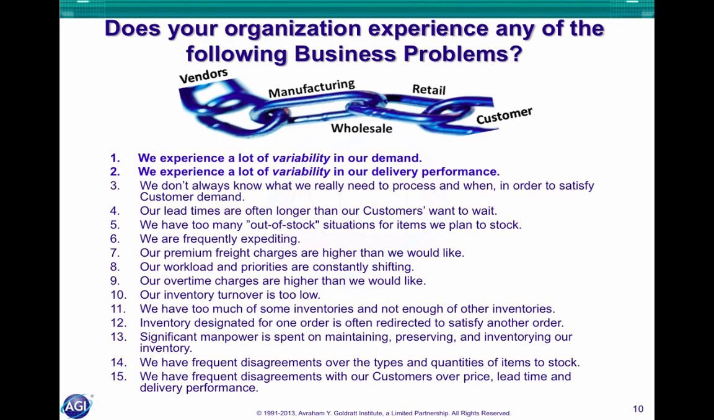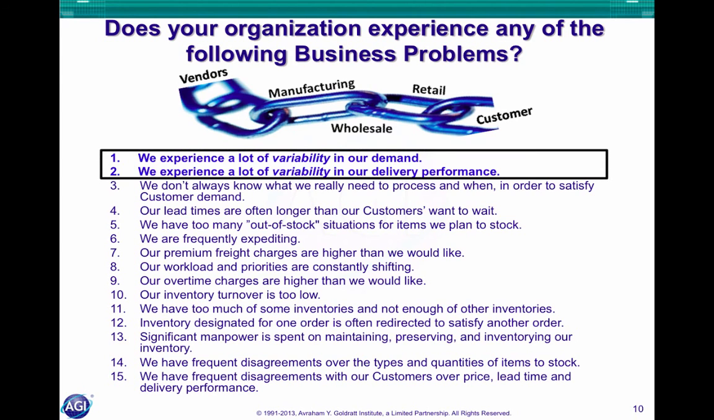And frequent expediting, number 6, can lead to, number 8, workload priorities that are constantly shifting, which in turn can cause, number 7, premium freight charges to be higher than we would like, as well as, number 9, overtime charges that are higher than we would like. When we look at this list of problems in this way, we can see that they're all related to each other, either as a cause or as an effect.